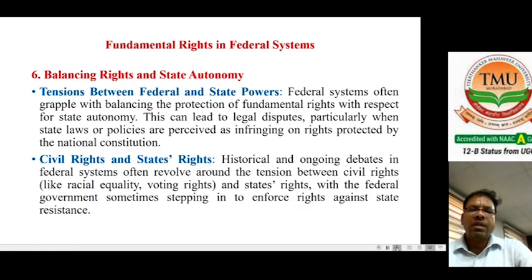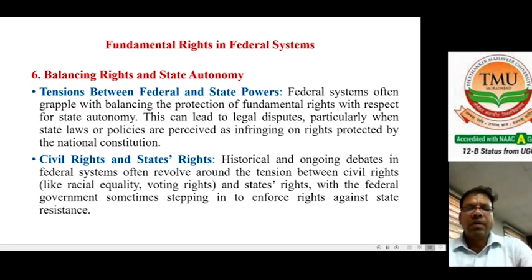Now we come to balancing rights and state autonomy. When we're talking about this, each federal system often grapples with balancing the protection of fundamental rights with respect for state autonomy. This can also lead to legal disputes, particularly when a state law or policy is perceived as infringing on the rights protected by the national constitution.